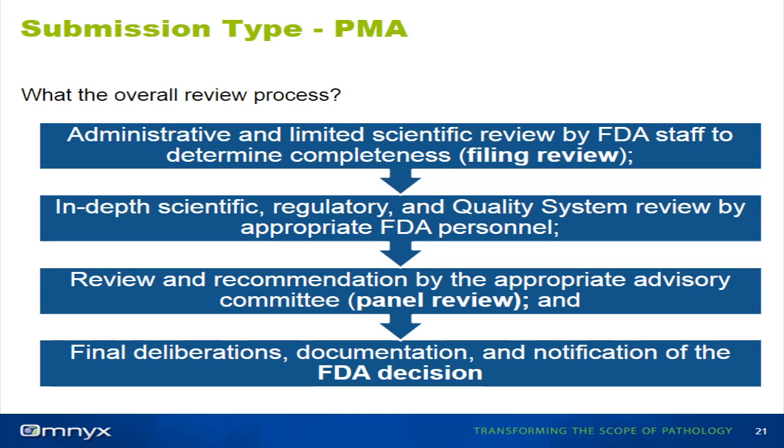So for the overall review process for PMAs, first there is an administrative and limited scientific review by FDA staff to determine completeness of the PMA. Then there is an in-depth scientific, regulatory, and quality system review by the appropriate FDA personnel. Then there's a review and recommendation by the appropriate advisory committee, and this is also called a panel review. And lastly, there are final deliberations, documentation, and notification of FDA's decision.